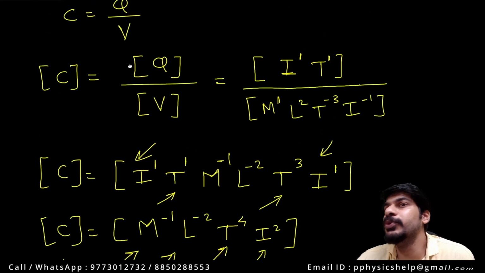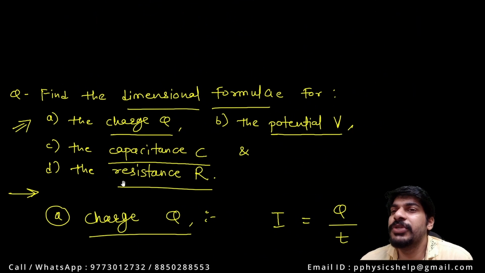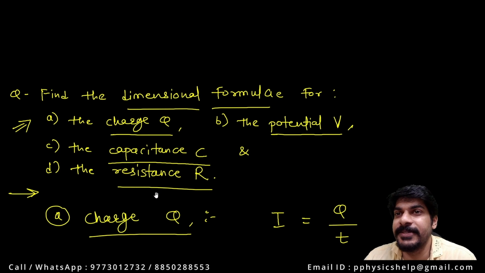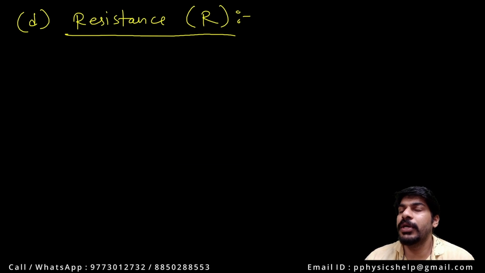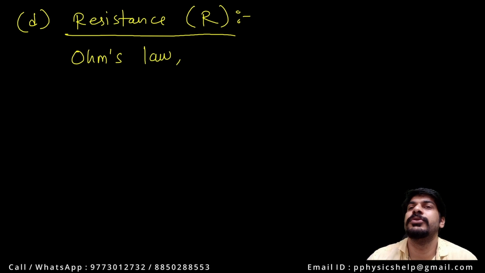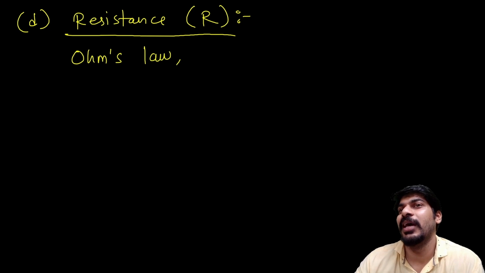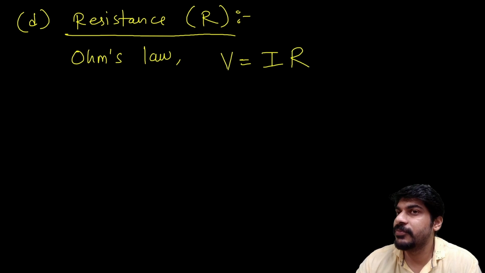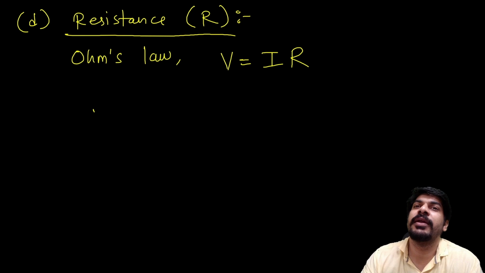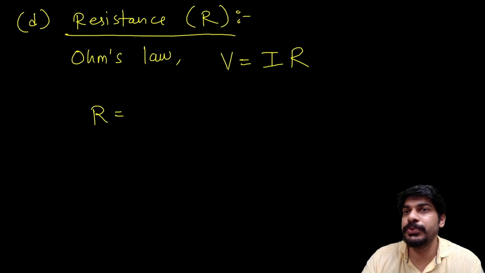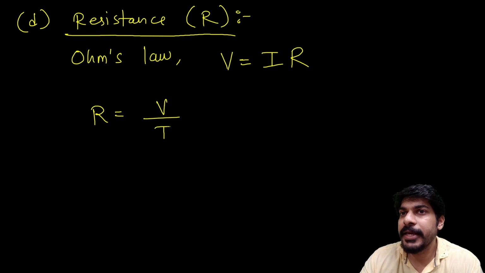Now let's move to the next one. The next one, as we can see, is the resistance. Again we will write down the formula first. So over here we are going to use our favorite law, that is Ohm's law. Okay, simple, the most basic law that we have been using since many years. V is equal to IR. Okay, now from this we can write R is equal to V upon I, isn't it?